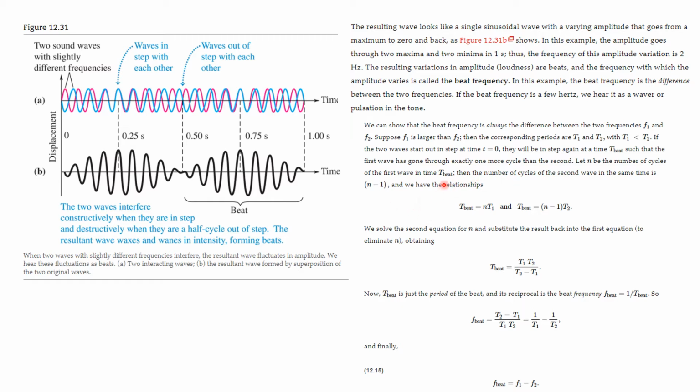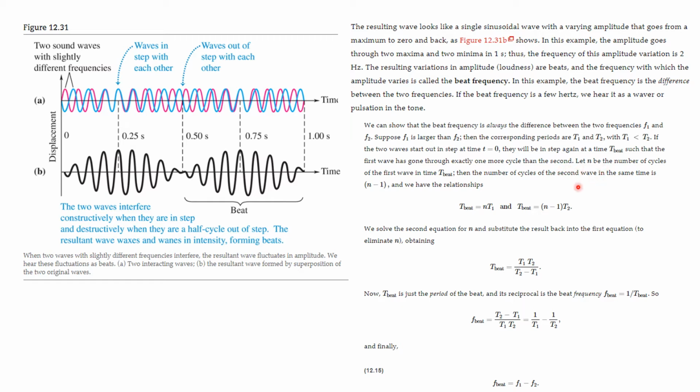Now, we're just going to start with this: suppose the corresponding periods, which are related to the frequencies, are T1 and T2, and T1 is less than T2. So suppose the two waves start out in step at time t equals 0. They will be in step again at the period of the beat. And that means that the first wave has gone through exactly one more cycle than the second one.